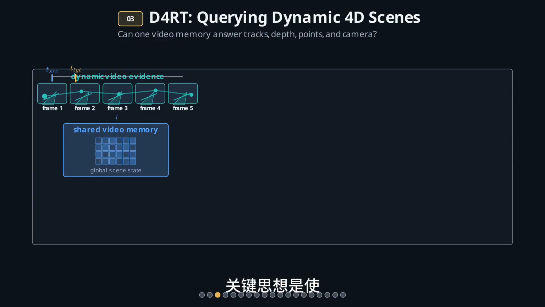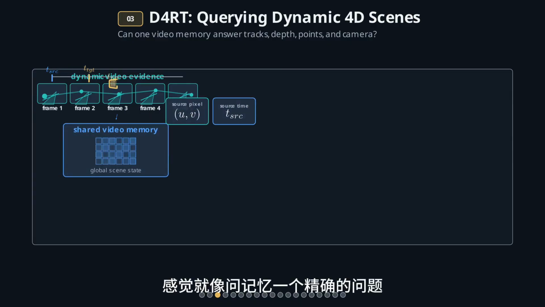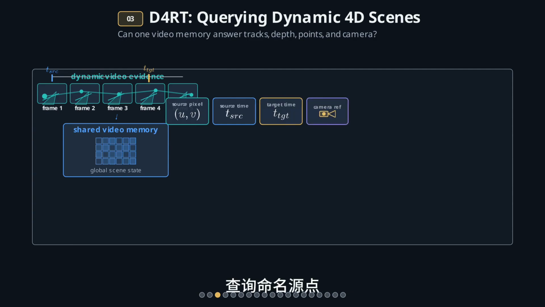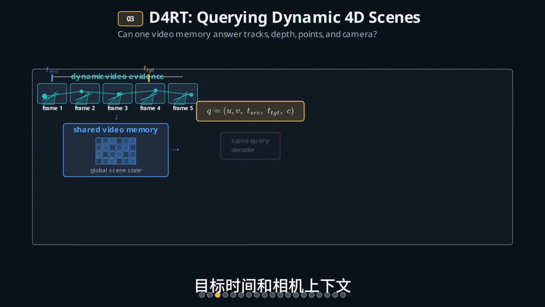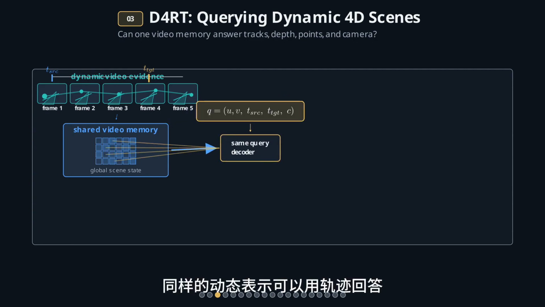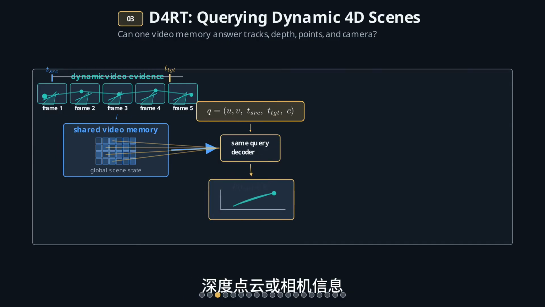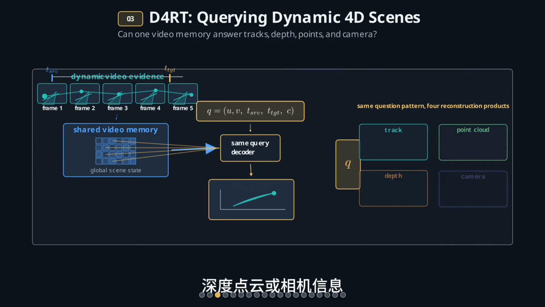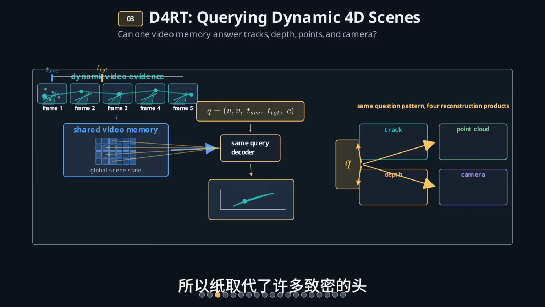The key idea is to make 4D reconstruction feel like asking a memory a precise question. A query names a source point, target time, and camera context. The same dynamic representation can answer with a track, depth, point cloud, or camera information, so the paper replaces many dense heads with one reusable query interface.